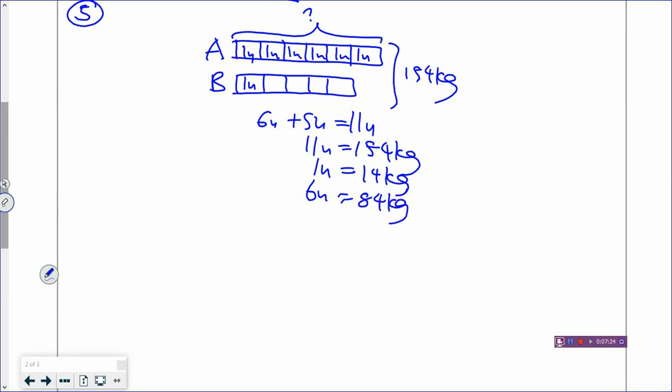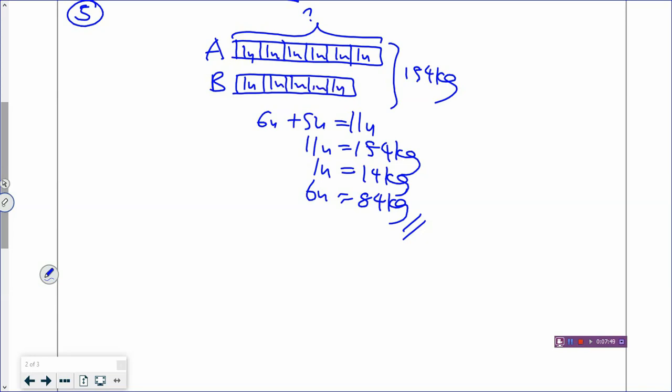Alright, but do take note in the exam. Some teachers do not like this. They don't like you to just put down 11 units is 154, 1 unit is equal to 14. They don't like that. So you will have to show the steps, if your teacher prefers you to do that. Okay, but in my lessons, I will put down the answers quickly, so that we can spend more time on the drawing. Alright, and that's it. So we are done with this problem.